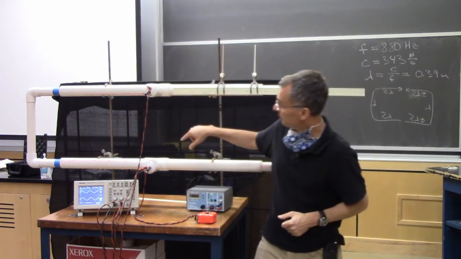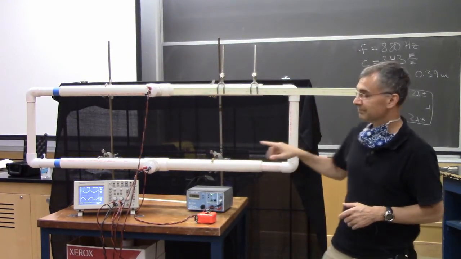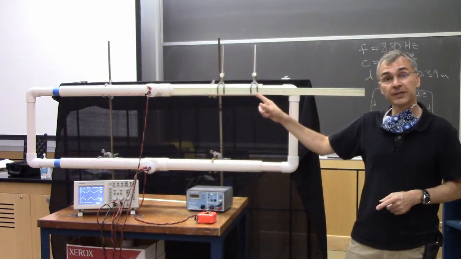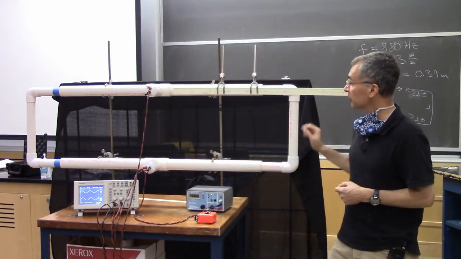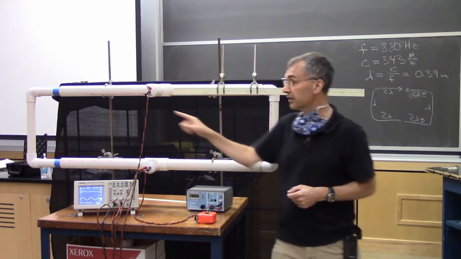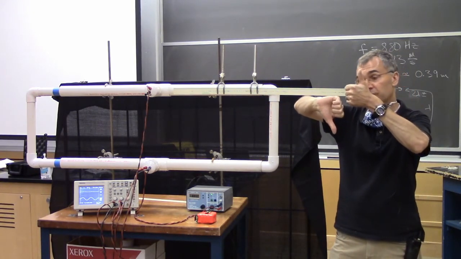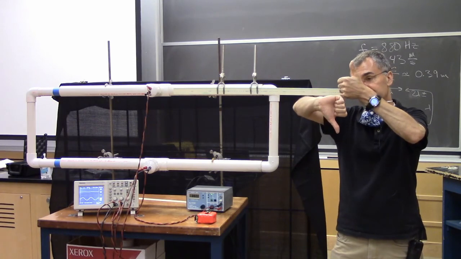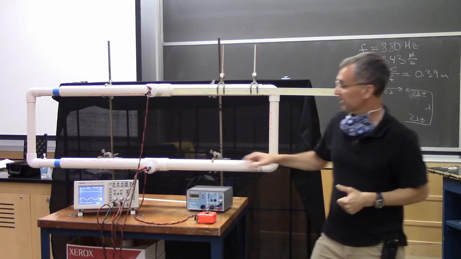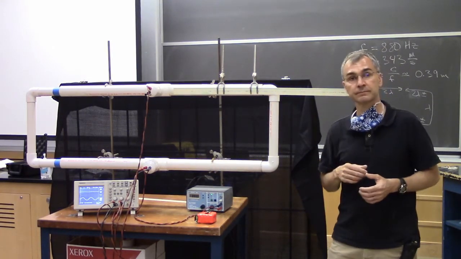So if we have exactly five wavelengths on the top, exactly five wavelengths on the left, exactly five wavelengths on the right, you get constructive interference. We change it so it's still 5 on the left, but it's only 4 1/2 on the right. Now you have destructive interference. So if the wave is a peak on one side, it's a valley on the other, and they cancel each other, and the sound becomes very quiet. Neat.